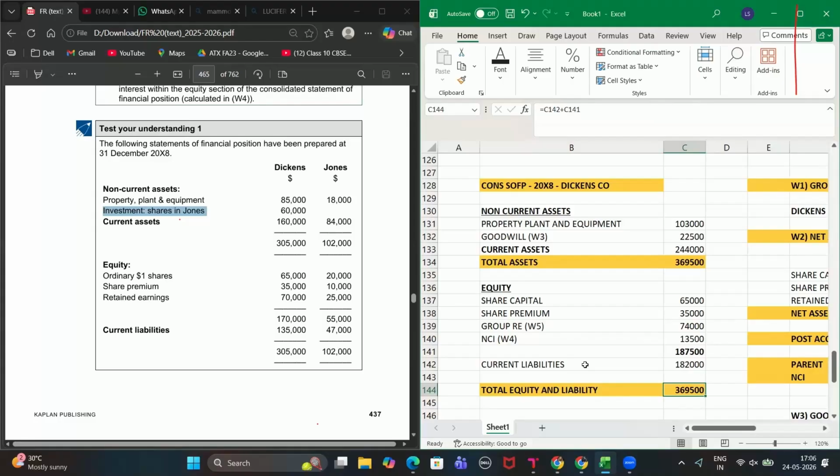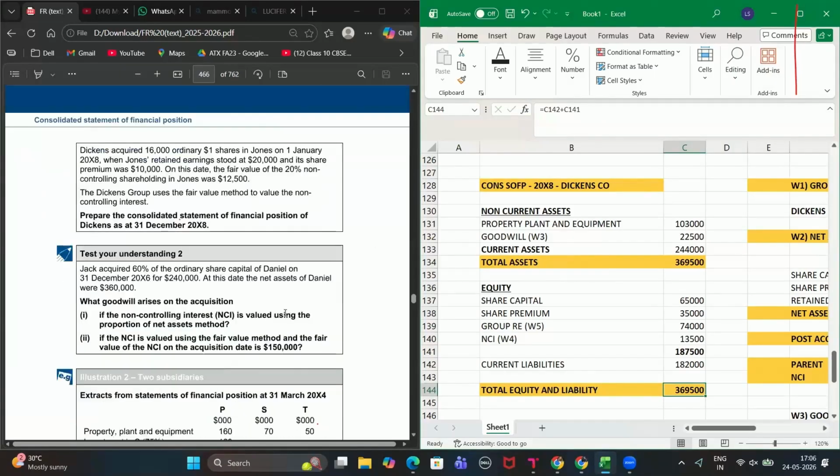Is this clear, everyone? This is the basics of consolidation. Very, very basic. I took this because you guys told me you are very weak in consolidation. Is this clear? I want everyone's response. Please respond, guys. Is this clear? Can we move on to the advanced part? Okay. So now next.